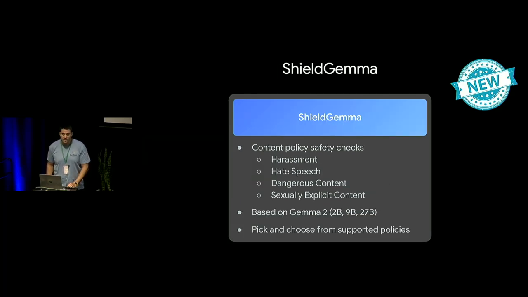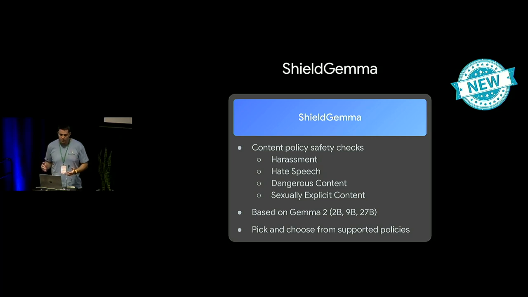This was a recent release as of about 2 months ago. And what it does is strictly content policy safety checks, and it supports 4 kinds of harms: harassment, hate speech, dangerous content, and sexually explicit content. What is ShieldGemma? It is a fine-tuned version of Gemma 2. We have 3 different variations for 3 different sizes: 2 billion parameters, 9 billion, and 27 billion. And the idea is that you can pick and choose which ones you want to use for your application. You essentially do one at a time.